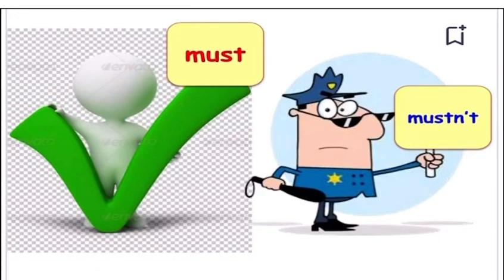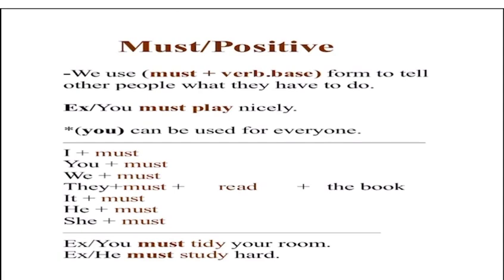Good morning, students. Today's topic is about must and mustn't, which is in Grammar Friend Unit 10. First of all, I will start from the positive form of must. Here, let's see what must is and how it can be used.